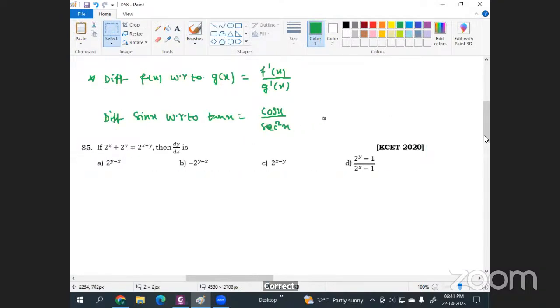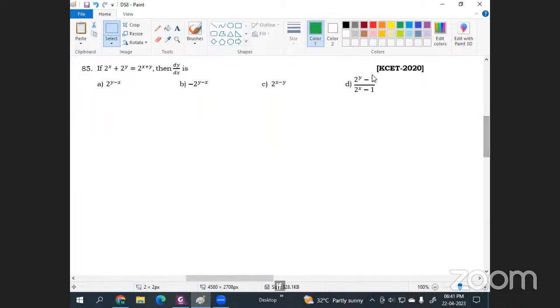If 2 power x plus 2 power y equal to 2 power x plus y, then dy by dx equal to what? Now, anybody else who can try and give the answer? Bhagyashree, Nagapriya, Bhumika, Vidya, Hemashri, sir, we can do another method. Another method means only for this method only is correct. Hema, are you finding any difficulty in this method?